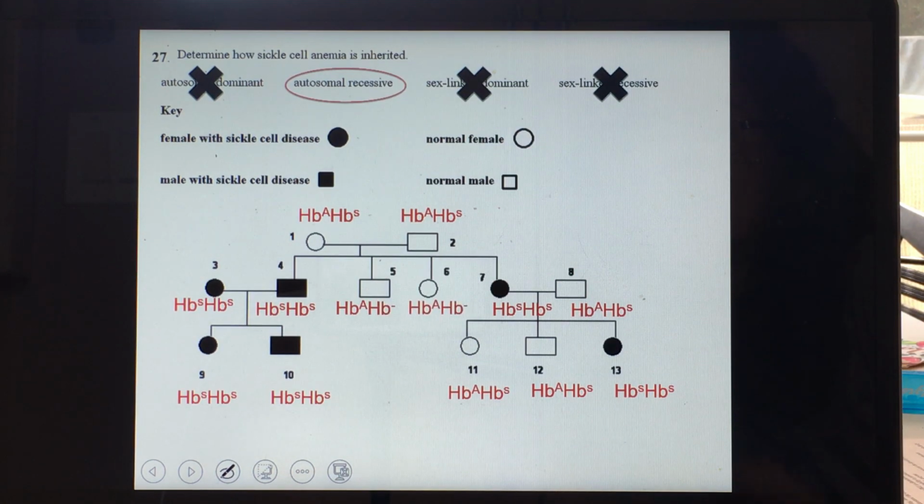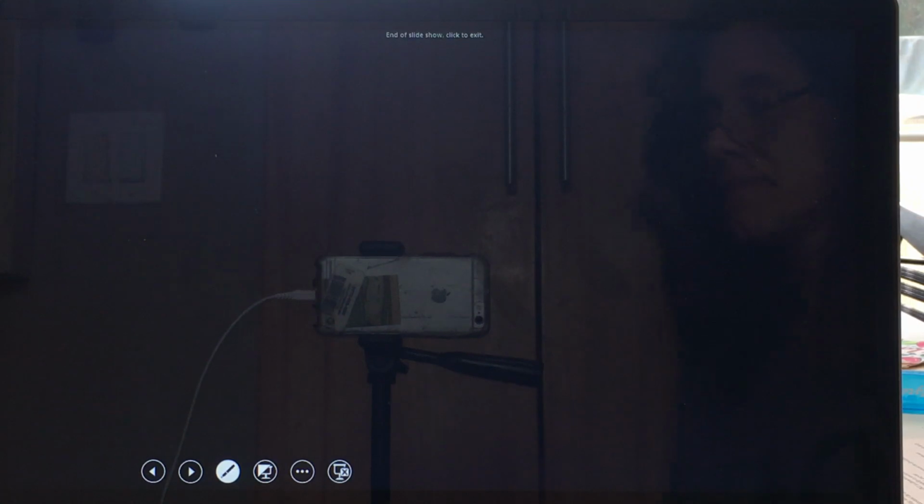Now, for 5 and 6, we don't know. We know that they have one normal allele, but we don't know whether they are carriers or not because they don't have any offspring to observe.